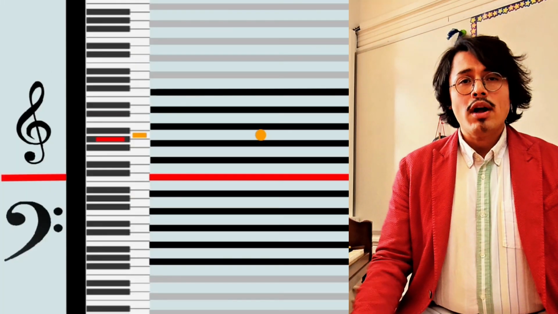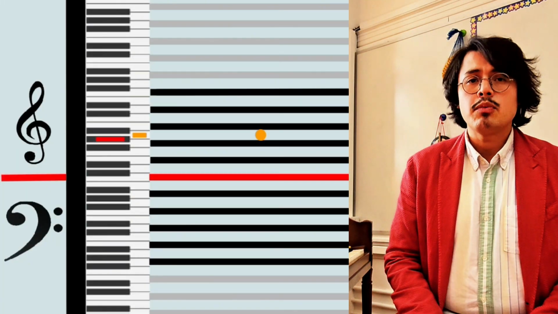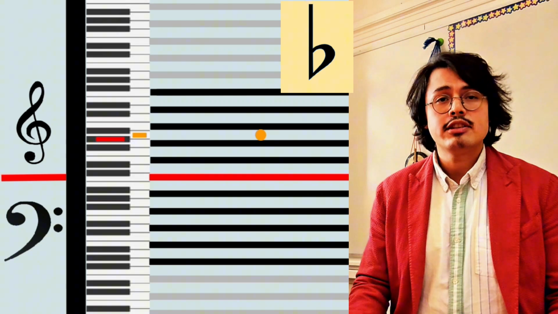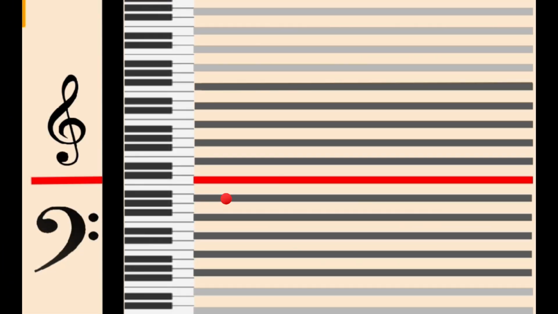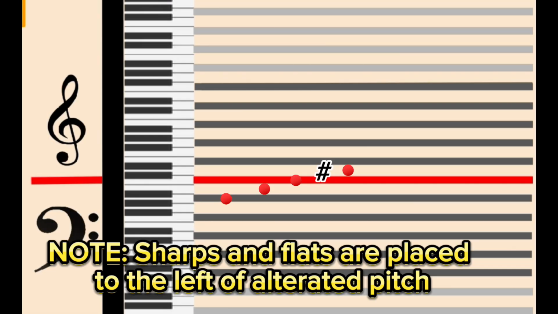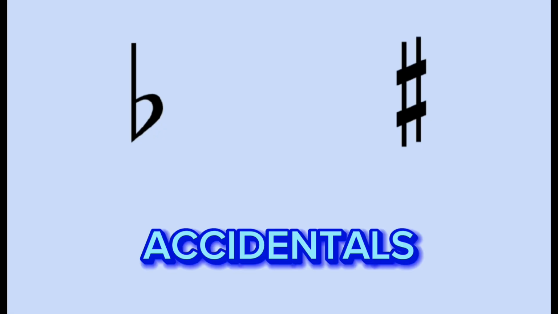In order to go down one semitone on the staff, you must indicate it with a flat symbol. You must place it to the left of your pitch on the staff so that you can go down one semitone. Since music moves in a forward fashion, it also moves from left to right on the staff. Placing the flat or sharp on the staff before the pitch allows us to see that that pitch will be flattened or sharpened. Flats and sharps are called accidentals.